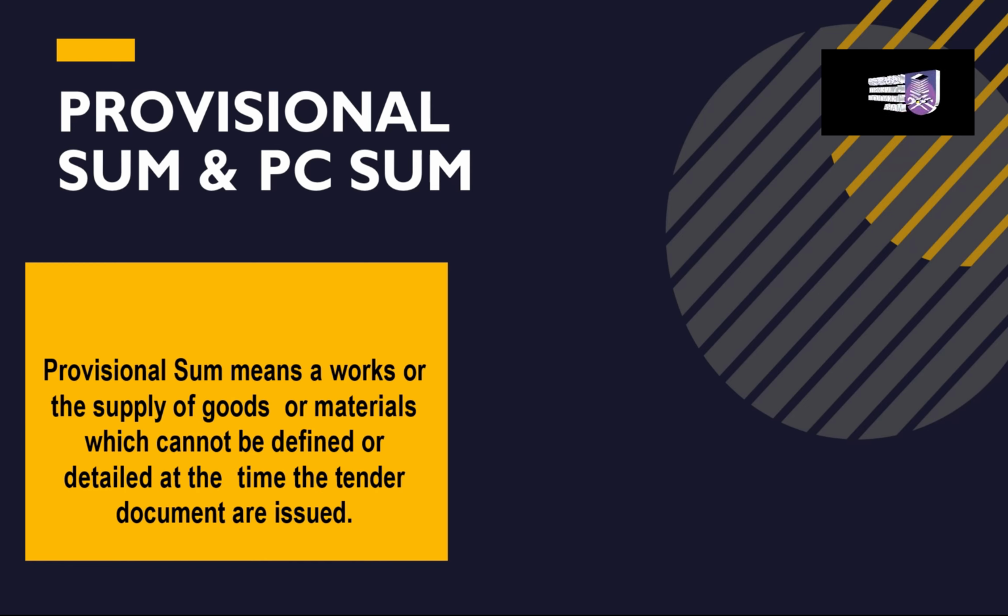Items for attendance and profit are not required in the provisional sum. Some examples of provisional sums are landscaping work, playground, and many more.